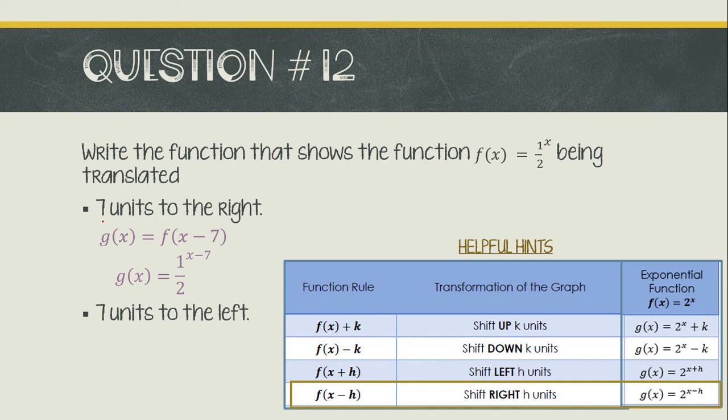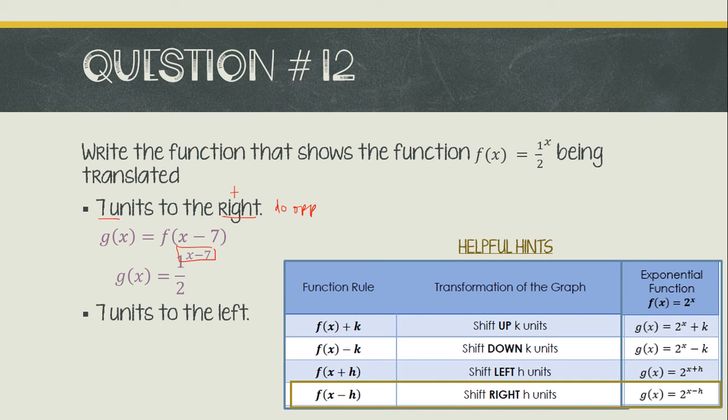Okay, so when we're shifting 7 units to the right, we're adjusting the part in the exponent, and even though to the right is positive, we do the opposite, because if you are in my section, we talk about Hank lying. The h part of that is opposite of what we see.